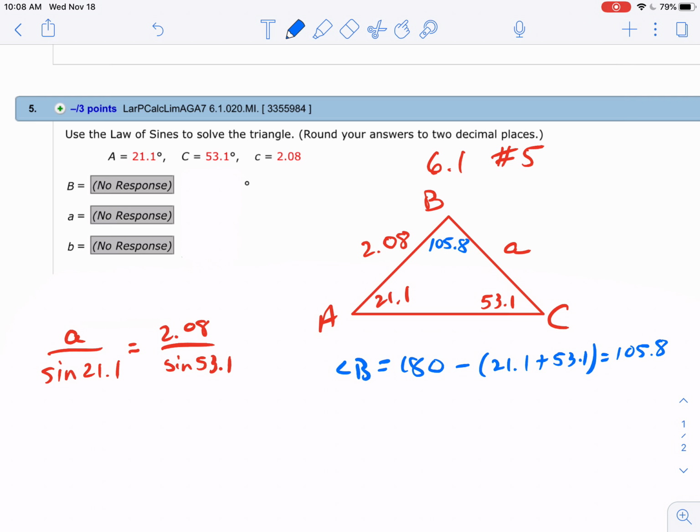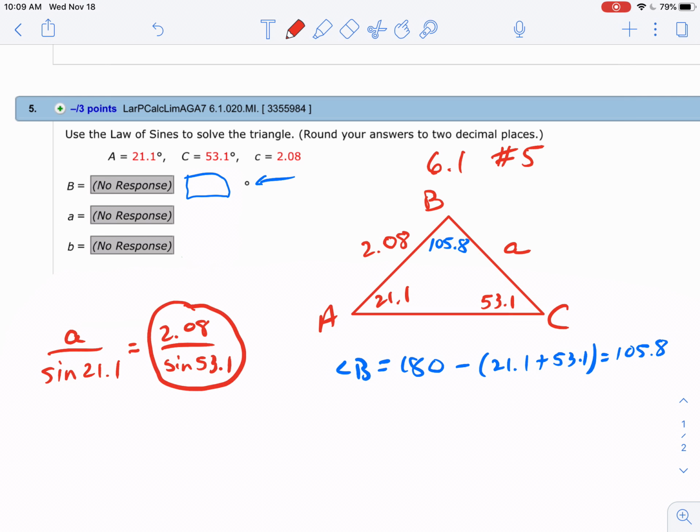Now, when you type it in the box, notice they have the degree bubble sitting outside for you already for angle B. Sorry about switching it up, but all right, back to finding A.